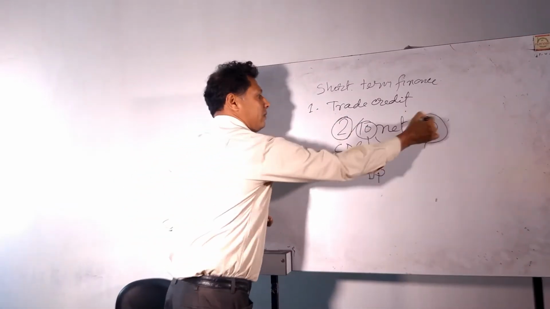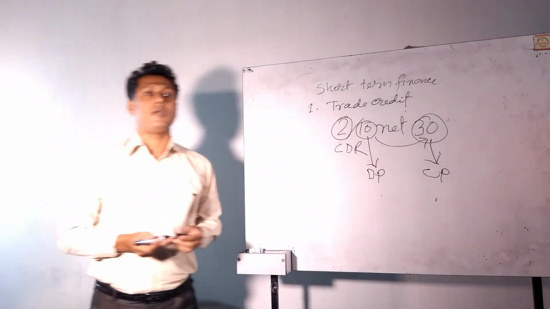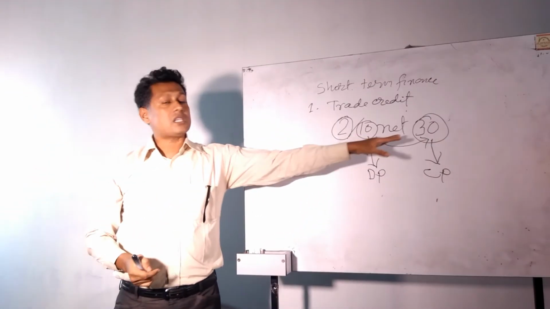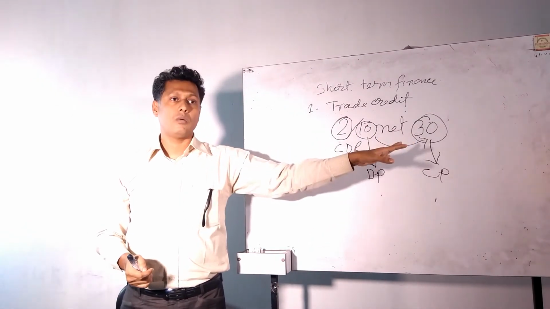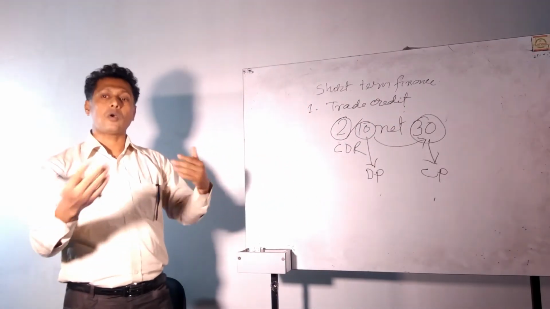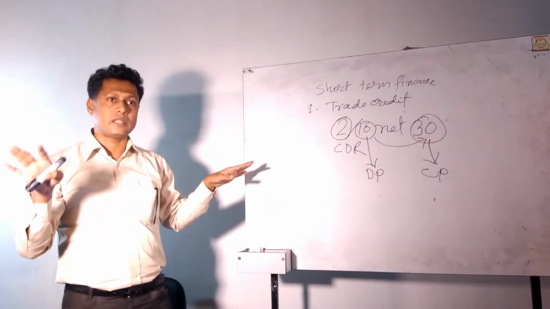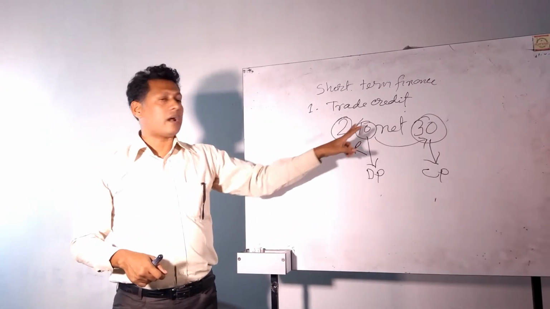But what about this 30? This 30 is the credit period, called CP. Credit period means you must pay the money within 30 days. If you cannot pay within 30 days, the accounts payable will sue you. He can file a complaint against you in court, or other things may happen later. But I think you clearly understand this now.